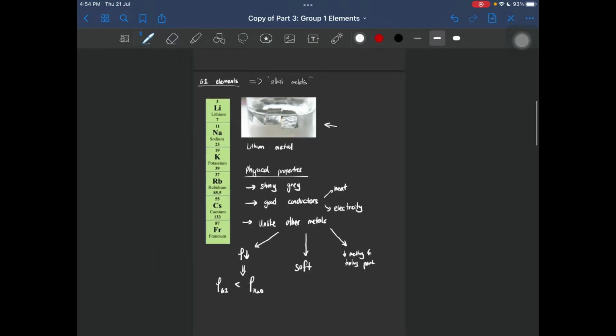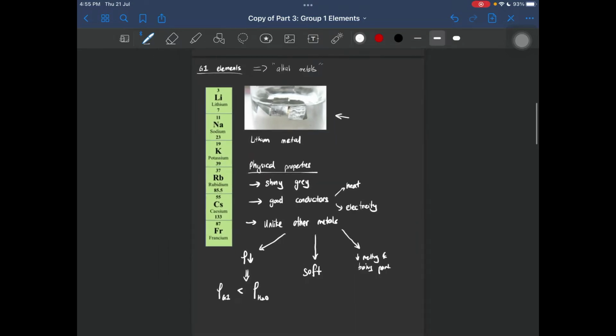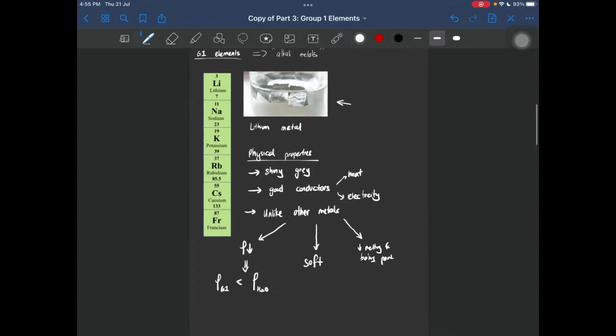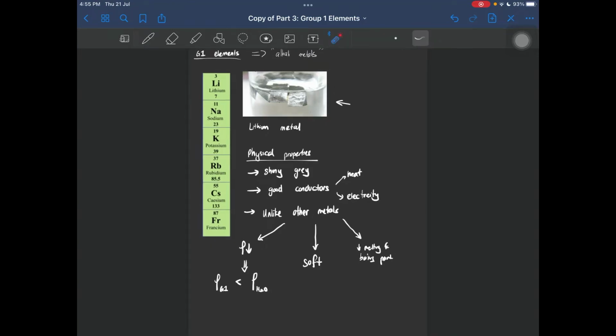So those would be the physical properties of alkali metals, okay? They are shiny gray metals, and like other metals, they are good conductors of heat and electricity, but unlike other metals, they have low density, whereby they are less dense than water, they are soft, and they have low melting and boiling points. Physical properties, done.